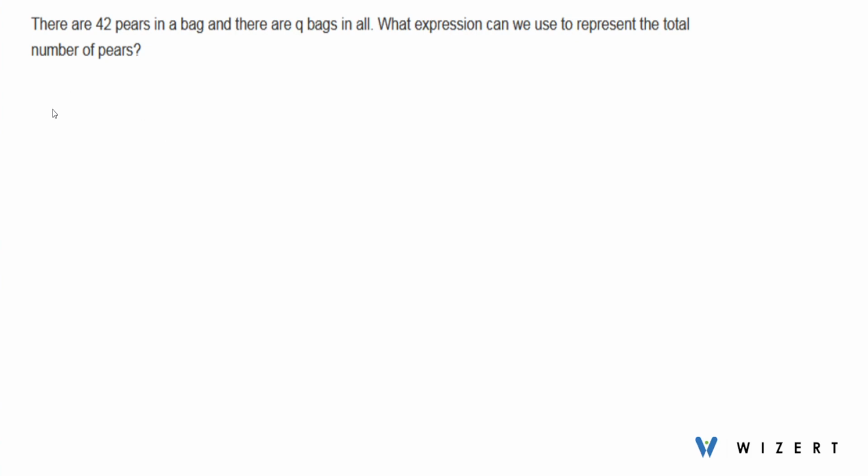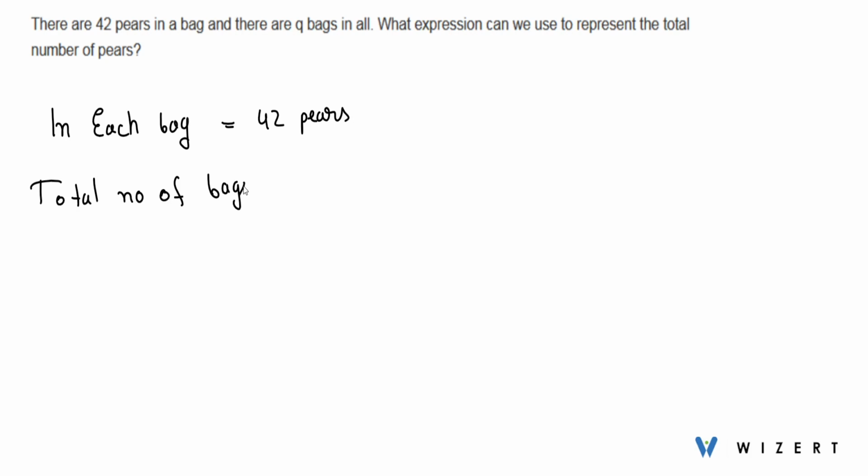So in each bag 42 pairs are present. So we have been asked to find the total number of pairs. Now the total number of bags equals q. Therefore the total number of pairs will be obtained by adding 42 pairs q times.